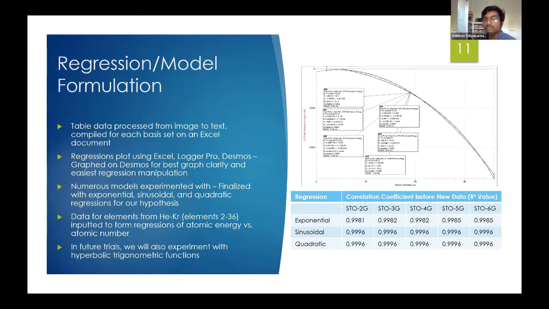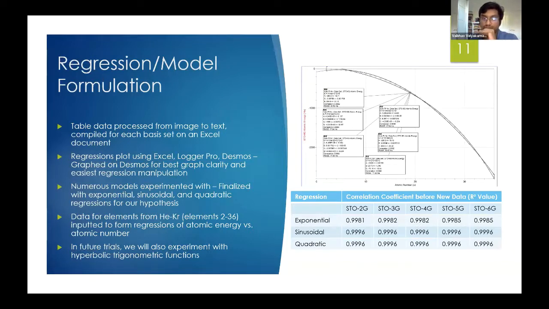From all of these, we decided to choose 3 to actually put onto Desmos so we could more efficiently deal with these 3, because they were also the most accurate generally. These were exponential, e to the power of x, sinusoidal, so we chose sine of x in this case, and then quadratic, x squared. We put in the data for the first 36 elements onto Desmos and onto Logger Pro, so we could get the scatter plot and then build our initial regressions.